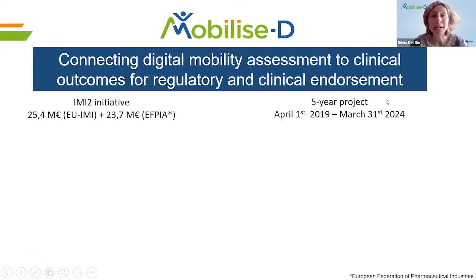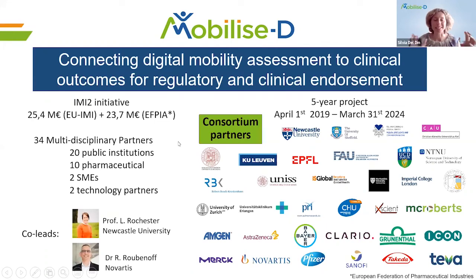And just a few words about Mobilise, if you haven't already joined the other webinars. Mobilise is a multi-million project, and it's funded from the European Union IMI2 initiative. It's a 5-year project that started in 2019, and the goal is connecting digital mobility assessment to clinical outcomes for regulatory and clinical endorsement. The consortium is very large. It includes 34 partners, including public institutions, obviously academia, pharmaceutical companies, small and medium enterprises, and technology partners. The Mobilise consortium is co-led by Professor René Rochester from Newcastle University and Dr. Robin Rubenov from Novartis.